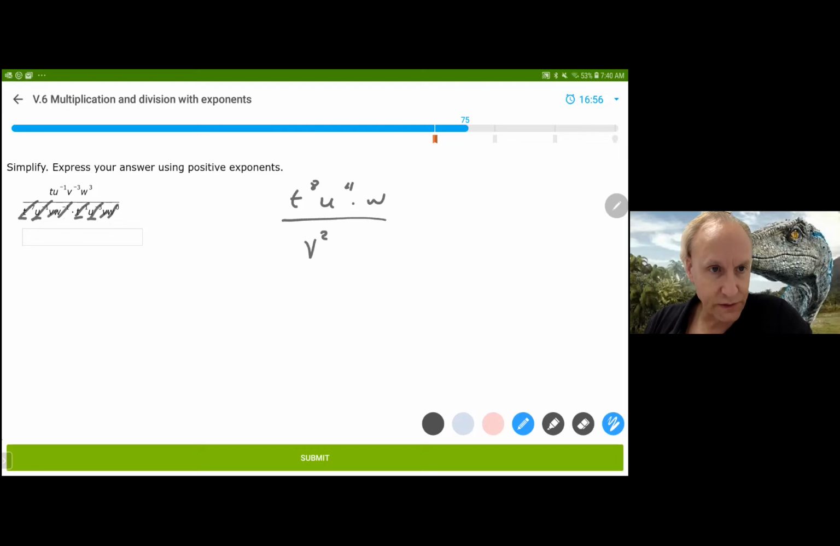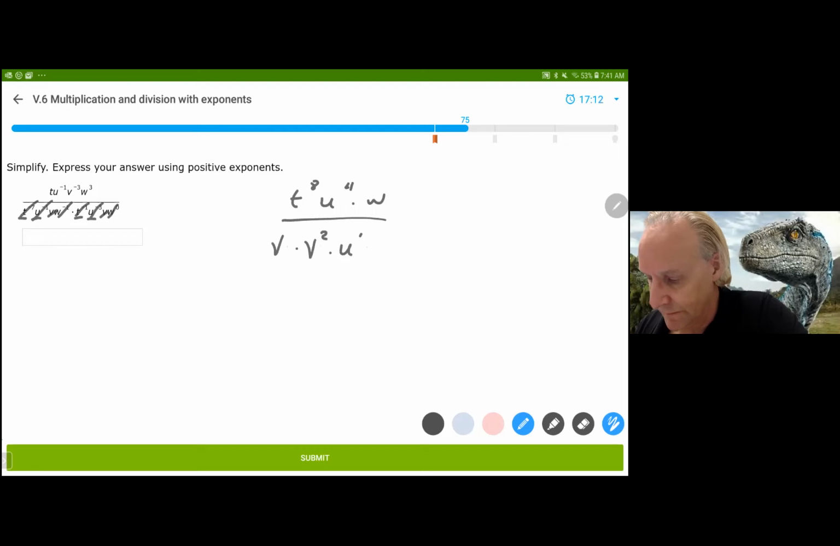Now I'm going to start dealing with the numerators. Now you'll notice I have a u to the -1 in the numerator, so I'm going to move it to the bottom, u to the 1, if you like. I have a v to the 3rd in the numerator, so it's v to the -3, excuse me, and I moved it to the denominator. I also have a w to the 3rd, and I also have a t. Now I've dealt with everything at this point.